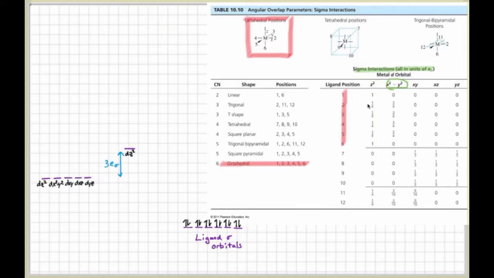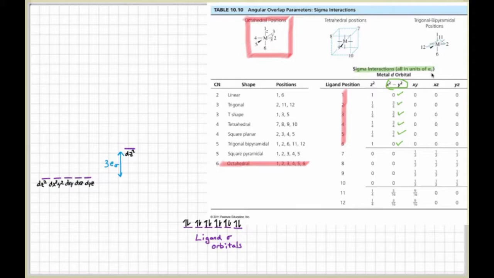The dx squared minus y squared, we can also calculate its interaction with the ligand orbitals. Its degree of overlap is indicated in the column under the x squared minus y squared. At ligand position 1, there's apparently 0 overlap, and so that contributes 0. The same for ligand position 6. But ligand positions 2 through 5 contribute 3/4 each in units of E sigma.